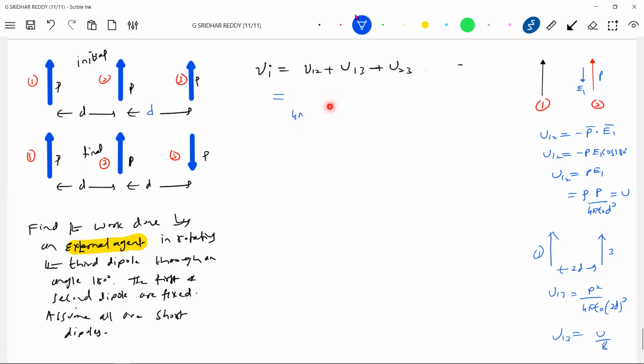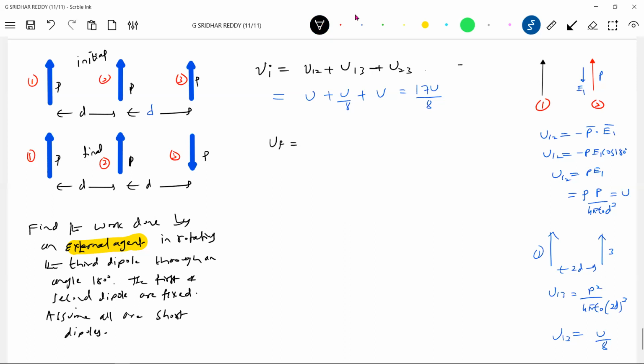I'll take it all out, and in the end I'll substitute this one. This is U, this will be U by 8. What about U 2, 3? It should be U. So initially, how much is it? 17 U by 8. Able to make it out? The final interaction potential, I think we have to be a little bit careful.